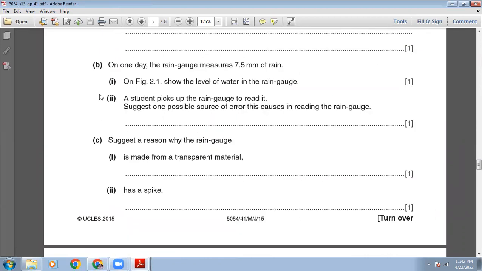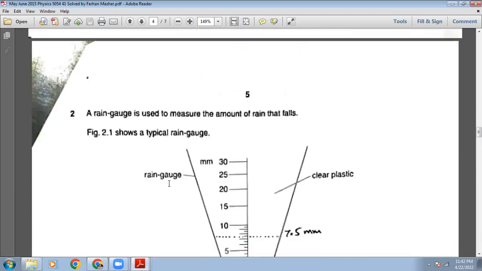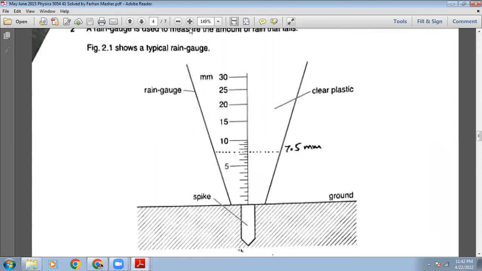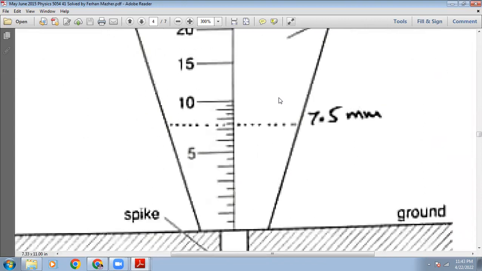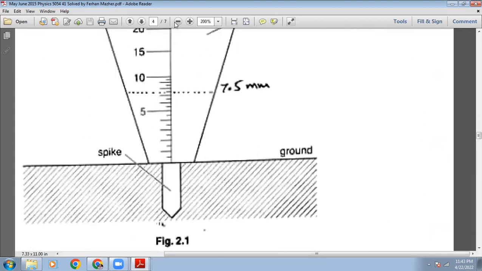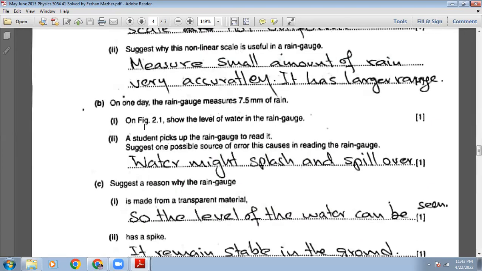On one day, the rain gauge measures 7.5 millimeter of the rain. On the figure 2.1, show the level of the water in the rain gauge. Okay, so we have to show the level 7.5. So let me increase the size so I can show you. I think this is not very clear. Okay, so this is 5, this is 6, this is 7, this is 8. Between the 7 and 8 will be 7.5. So I put a dotted line here and wrote here 7.5 millimeters. So that was their question.